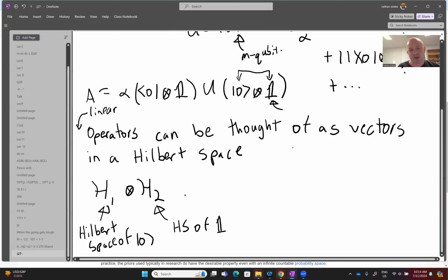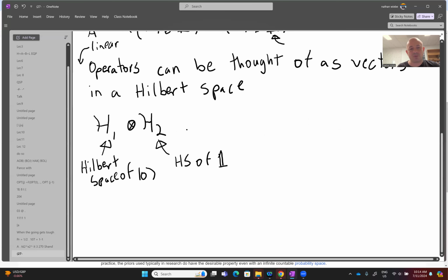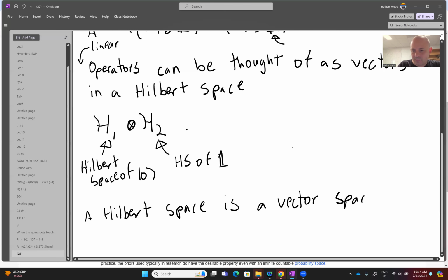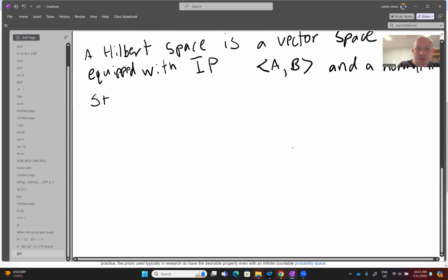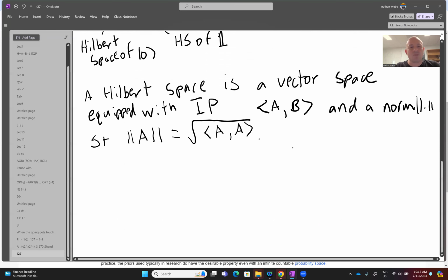So the question is, what is the notion of a Hilbert space? Specifically, a Hilbert space is a vector space that's equipped with an inner product between two elements, a and b, and a norm such that the norm of any element in the vector space is equal to the inner product of a with itself, square rooted. Okay, so this is the generic definition of what a Hilbert space is.